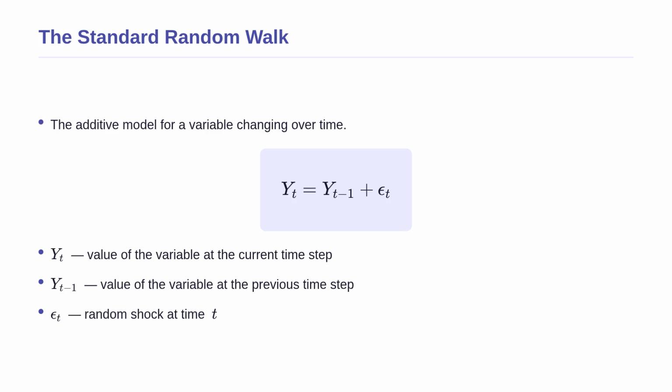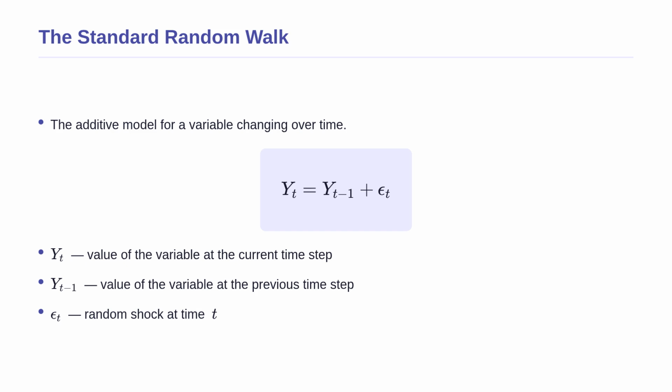This equation shows that the new value, y sub t, is simply the old value, y sub t minus 1, plus a random amount called epsilon sub t. This random shock can be positive or negative. Conceptually, this makes sense for many things, but it has a fatal flaw when applied to finance.